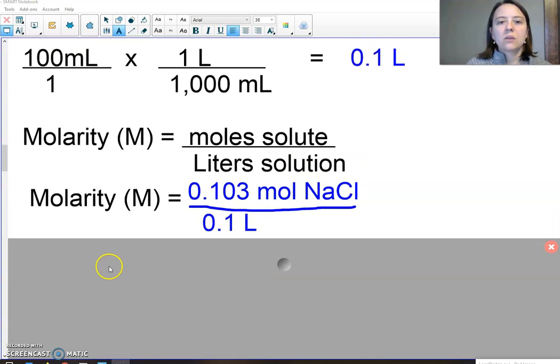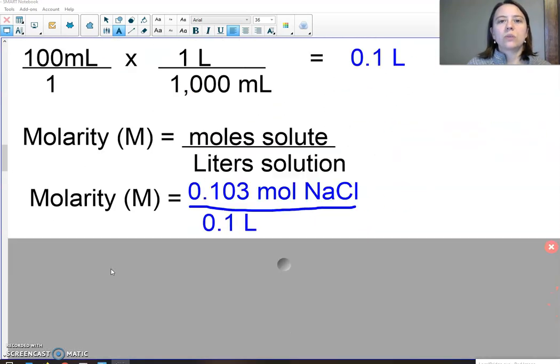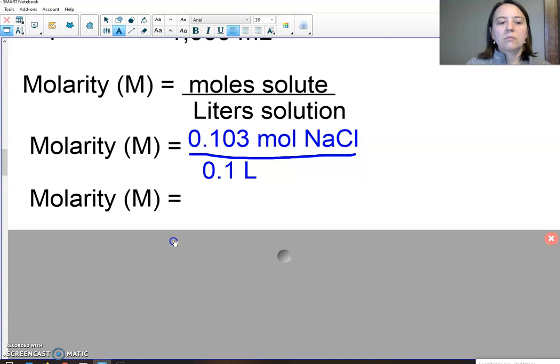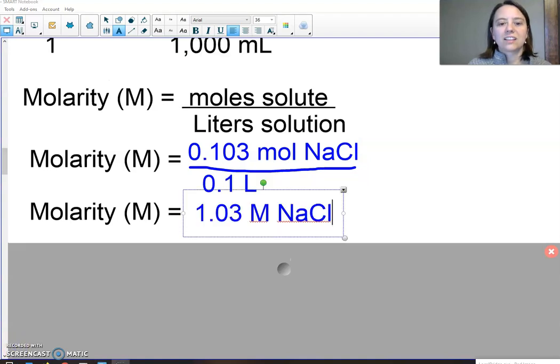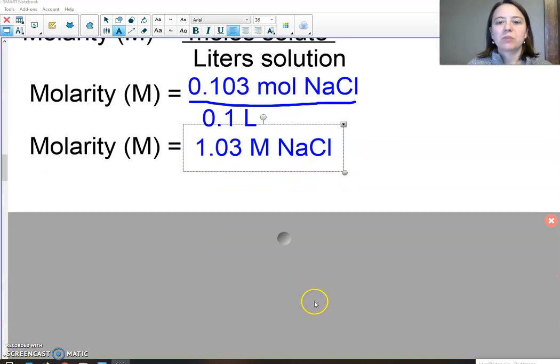And if you noticed, the total amount of water would be the total amount of solution, because it wouldn't change much when we added the sodium chloride. And then we divide it by the liters of solution, 0.1 liters, to get a molarity of, if you said 1.03 molar NaCl or 1.0 with 2 sig figs molar NaCl, you would be correct. So let's try another type of molarity problem.